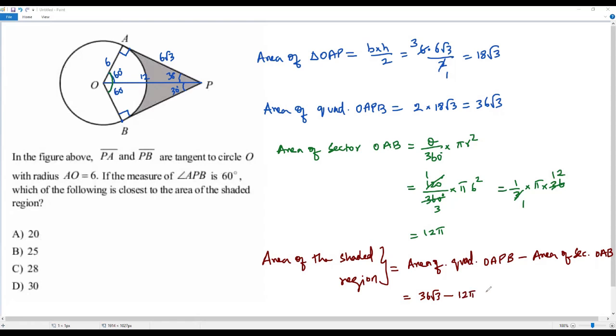Okay, now what we can do is we can use a calculator to simplify this. Okay, let me do it. When I use the calculator to simplify this, I am getting 24.6547, and it keeps going. Our aim is to get the value which is closest to the area of the shaded region. So in the given answer choices, we have to get the one which is closest to this value, 24.6547. That is answer choice B, that is 25. The correct answer choice for this question is B.